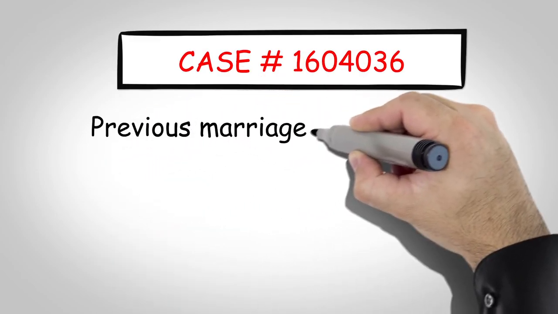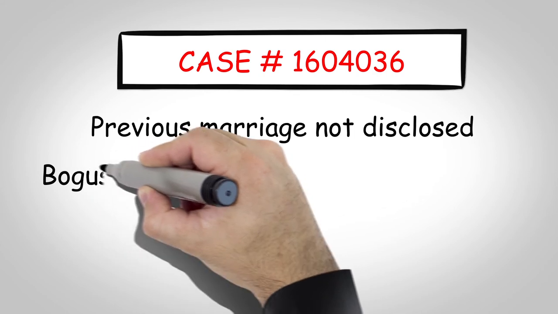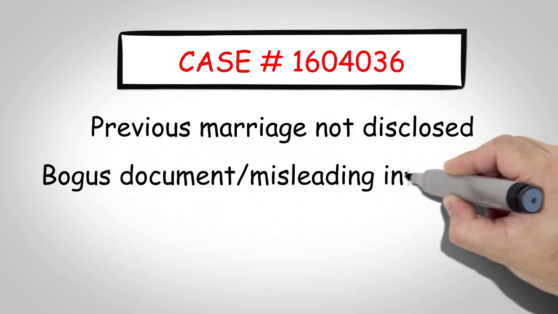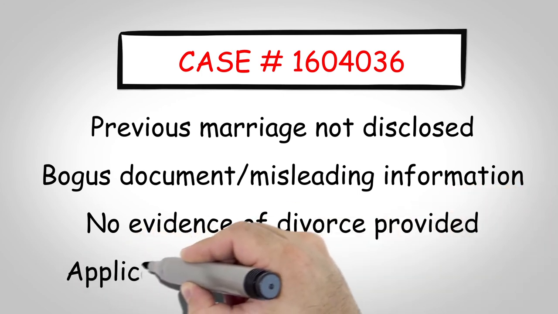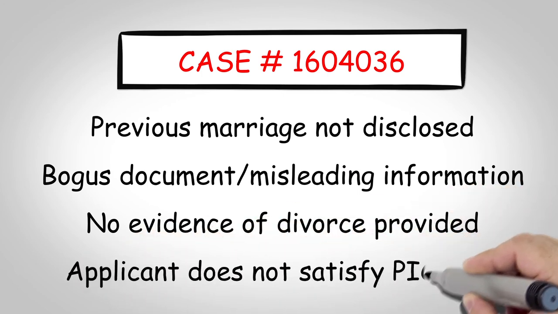In our example four, a previous marriage was not disclosed. There was misleading information, and no evidence of divorce was provided. The applicant did not satisfy PIC 4020.